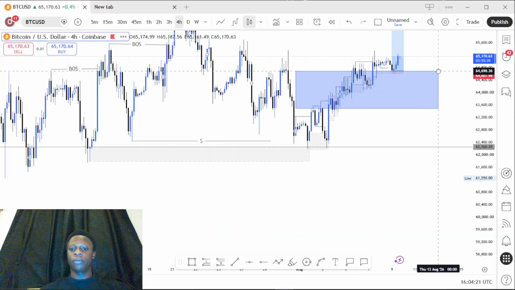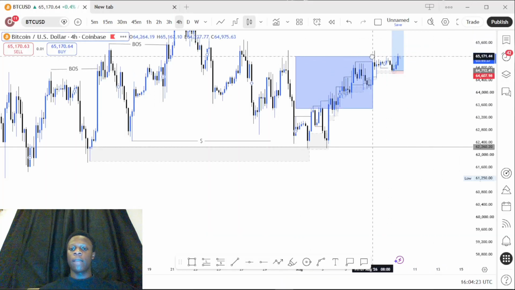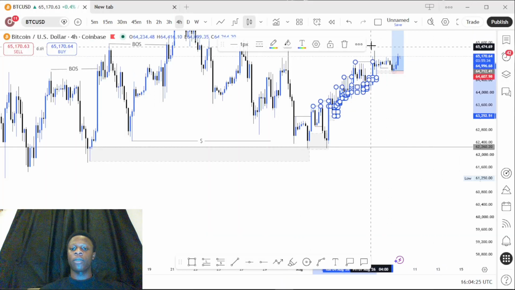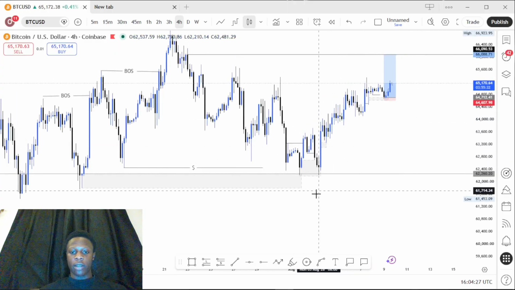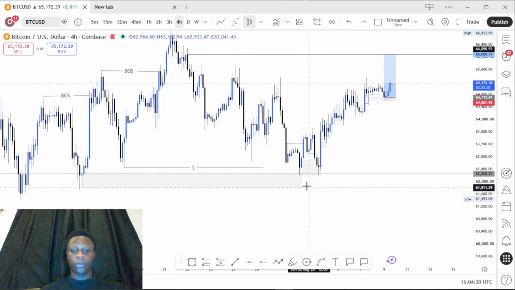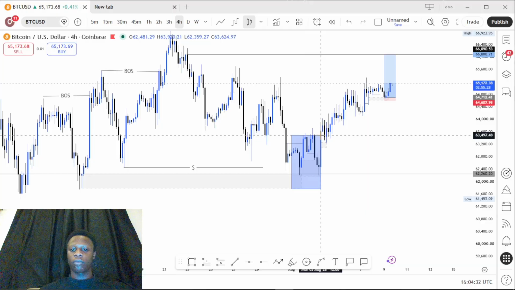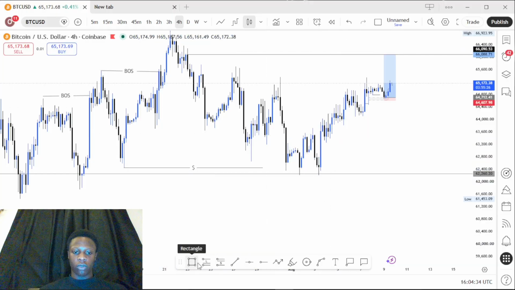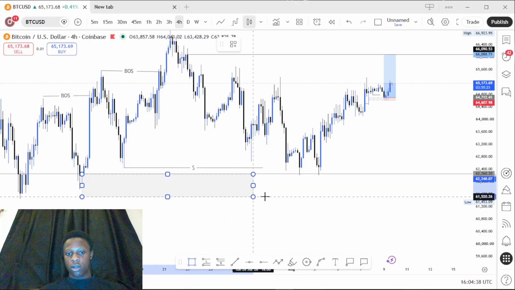Now let me clean it to this very place, to this very point. Alright, sorry. This is cool. So let me just mark this other block because I cleaned it.